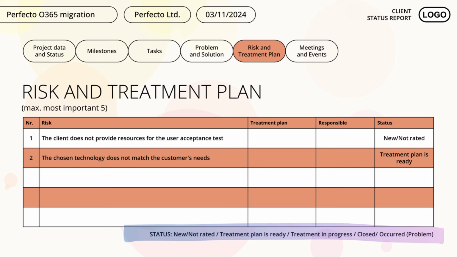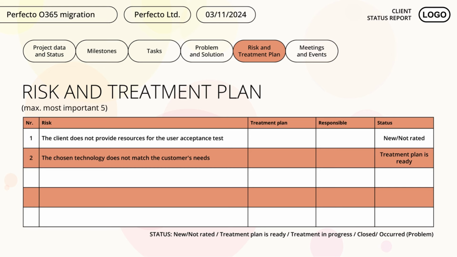Acute problem. If a risk has materialized, we mark it with the acute problem status. In this case, we will manage it further as a problem, and it will be removed from the risk table in the next report.